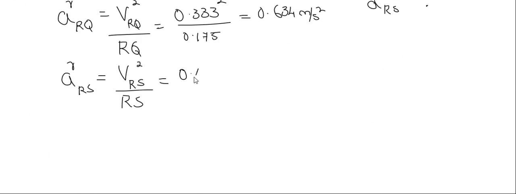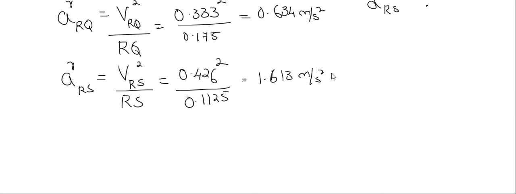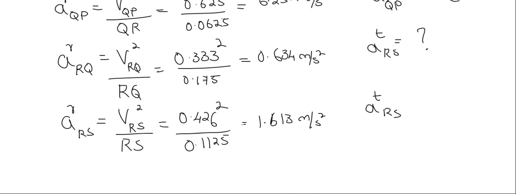So 0.426 square divided by length of the link, which is 0.1125 meter (112.5 millimeter), and you will get the value as 1.613 meter per second square. And again, the tangential component of RS, okay, I wrote it wrong earlier, it is RQ, apologies.